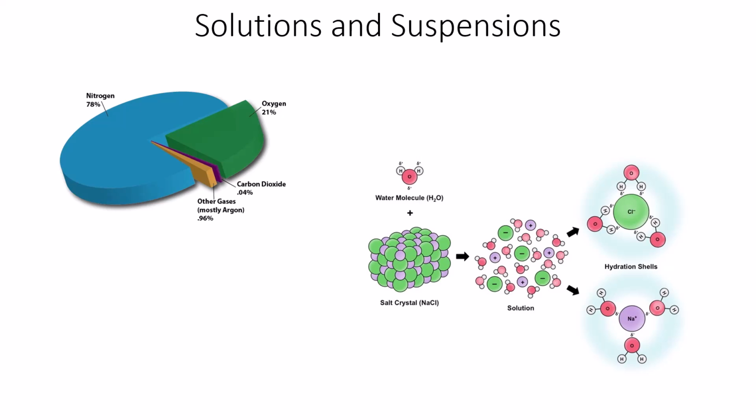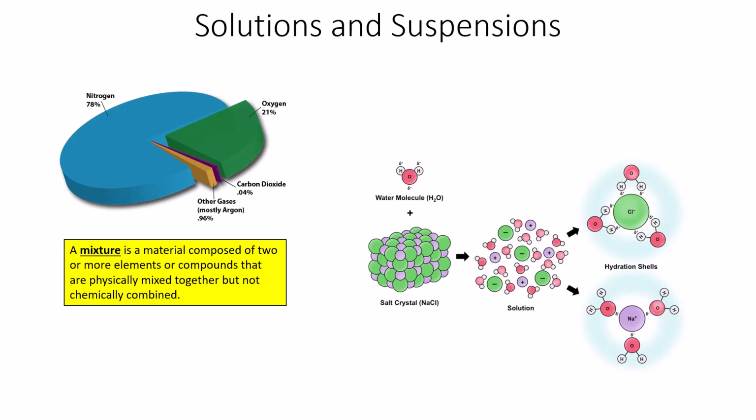So what is the difference between solutions and suspensions? Solutions are when you have things that are dissolved in a solvent and they are kind of homogeneous and they are dissolved and completely disappear. Suspensions is when you have substances that are maybe just kind of free floating in your solution. But a mixture is a material composed of two or more elements or compounds that are physically mixed together but not chemically combined. An example of a mixture would be our atmosphere.